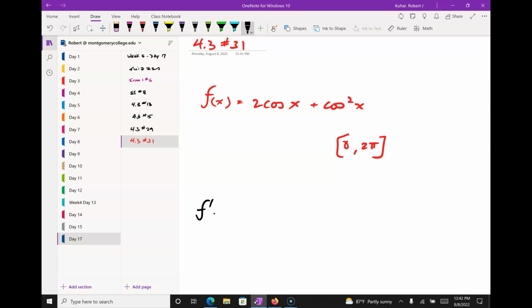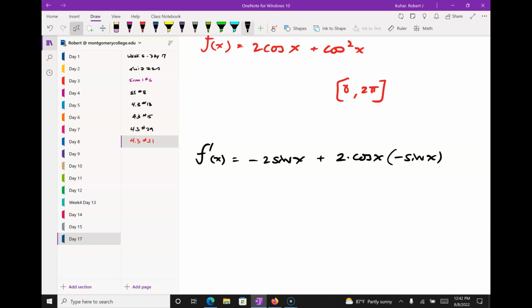So I'm assuming the derivative is the hard part, but the derivative of cos is negative sine. The derivative of cos squared is 2 times cos times a negative sine. And in this case, I can factor out a negative 2 sine x. So what's left over? I got a 1 plus a cos of x. Is that okay?